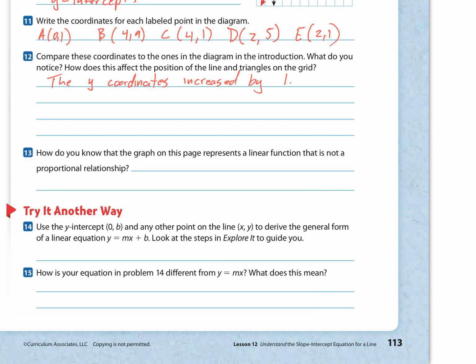Thirteen. Poveda. How do you know that the graph on this page represents a linear function that is not a proportional relationship? Hidalgo. You know it's a linear function because it's going in a straight line and if you use the slope-intercept form, the slope is not proportional because it doesn't go through the origin. Okay, that is correct. So again, it is a straight line. It has a constant unit rate, but it doesn't go through the origin. That's why it's not proportional.